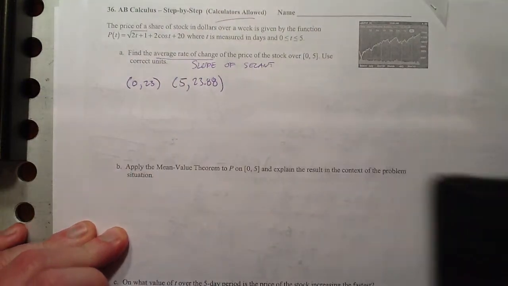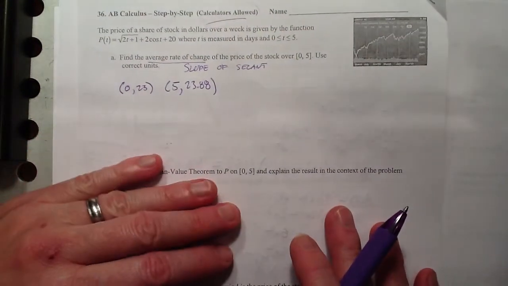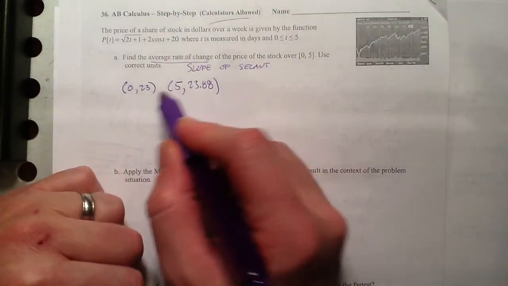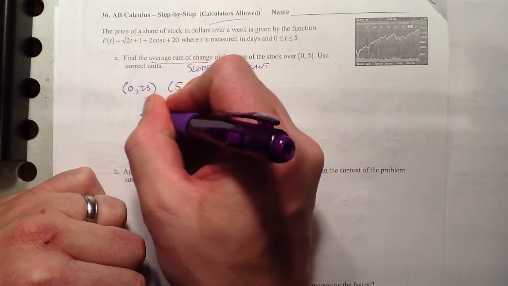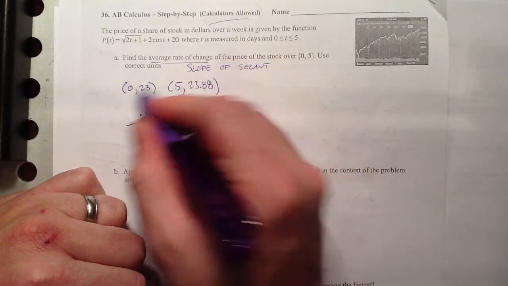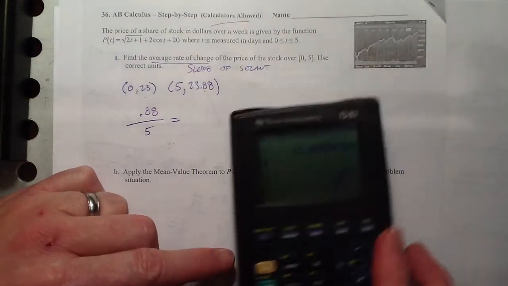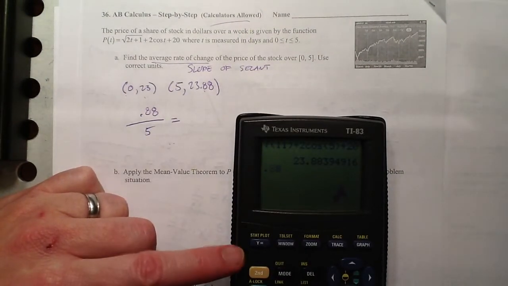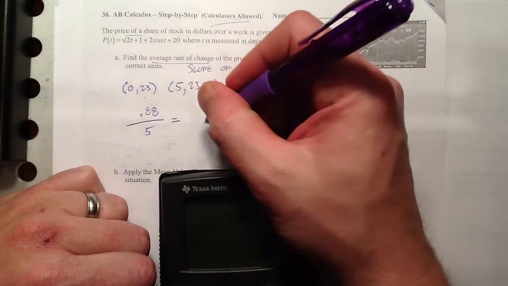Okay. So you can see when you're allowed to use your calculator, you really are going to need it. So the slope here is y minus y, which is 88 cents, divided by 5 minus 0. So let's see what that is to the nearest cent. It would be about 18 cents.